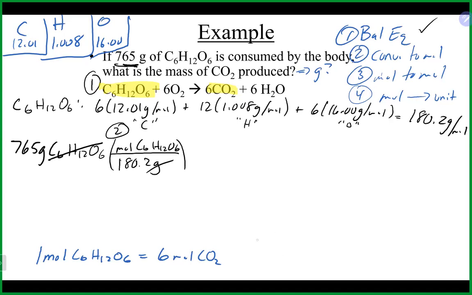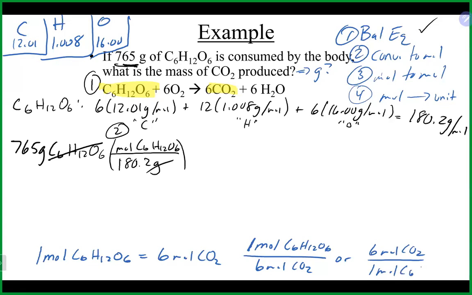That's going to give us, again, our two usable conversion factors: 1 mole of C6H12O6 over 6 moles of CO2, or 6 moles of CO2 over 1 mole of C6H12O6. So in this case, just continuing on to do the stoichiometry part of the calculation, we want to go opposites. So we are going to use the conversion factor on the right here to do that.